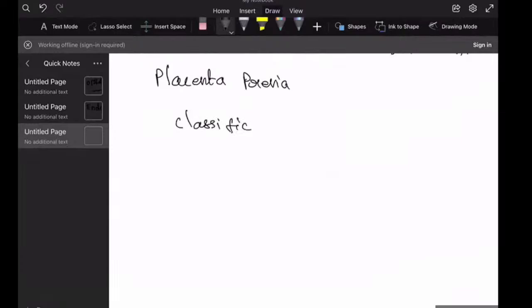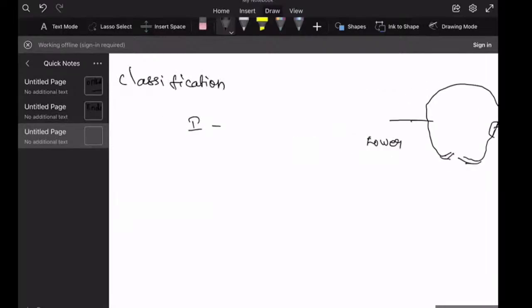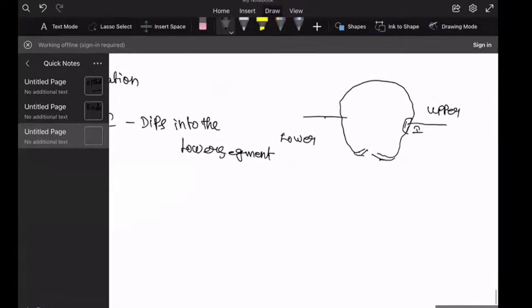We have a classification. Type 1: the placenta is present in the upper and lower segment, and dips into the lower segment. This is type 1.